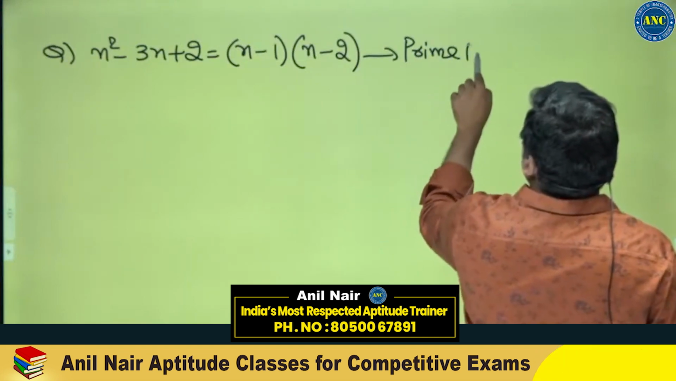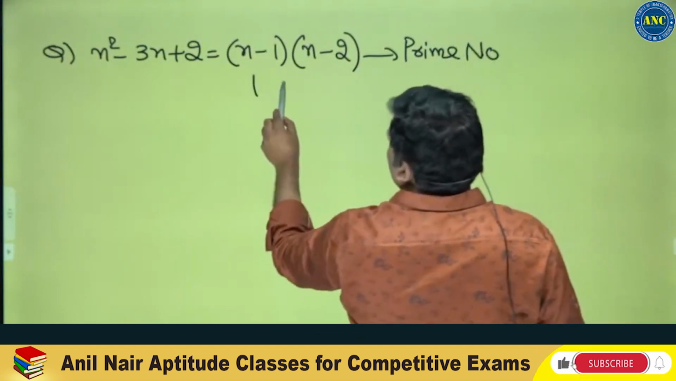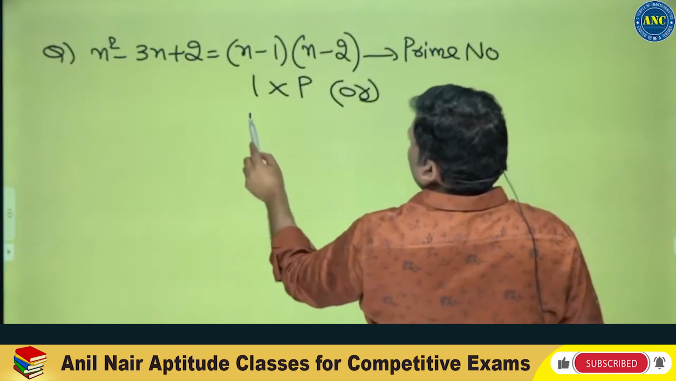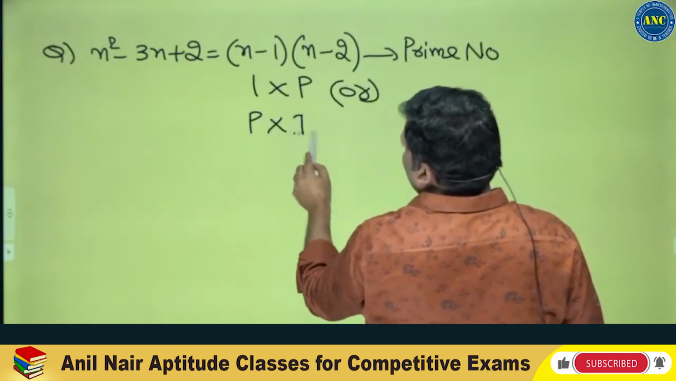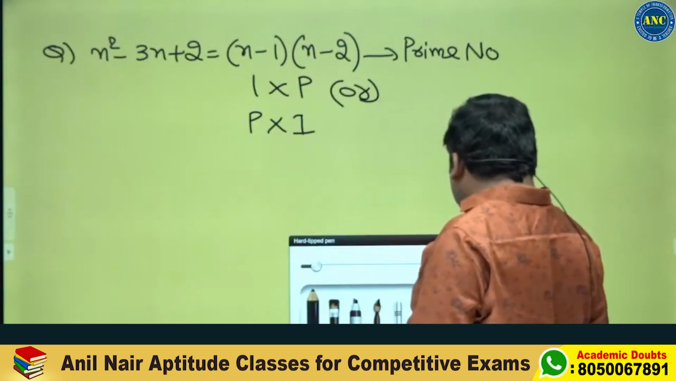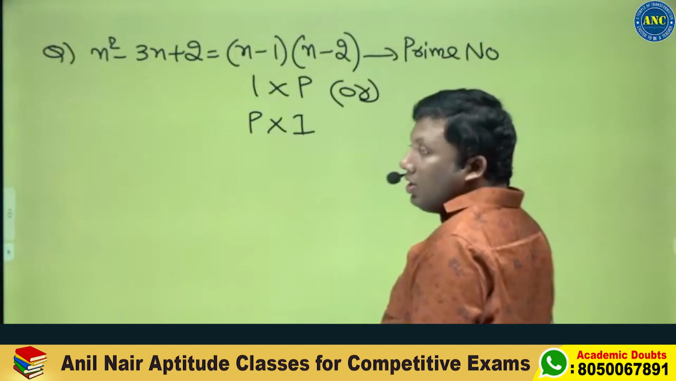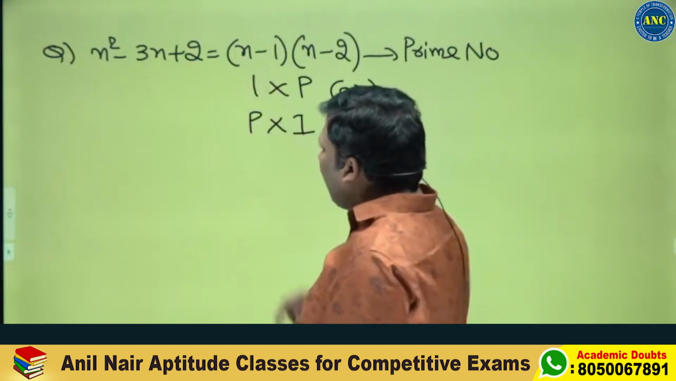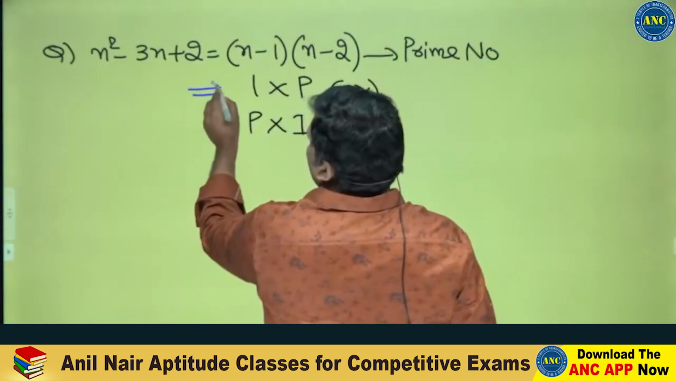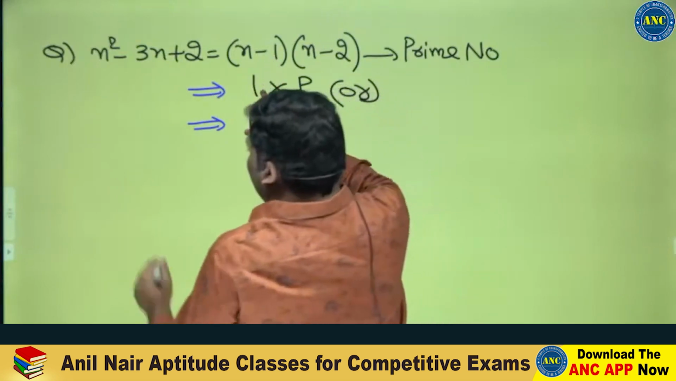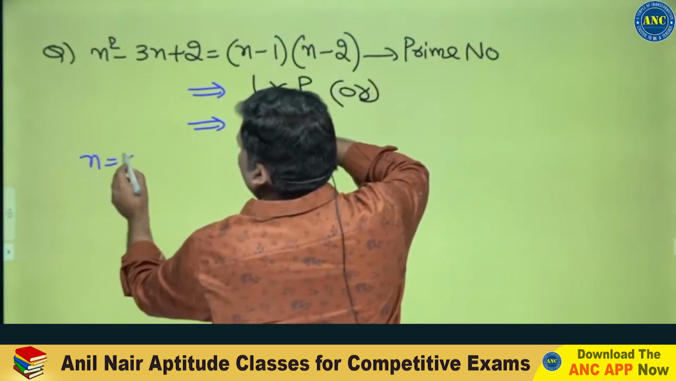If it is a prime number, it can be written as 1 into p, or what is the next case? P into 1. A prime number will have only two distinct factors, 1 and itself. So either it can take 1 into p, or it can take p into 1. So if n minus 1 is 1, n will become 2.